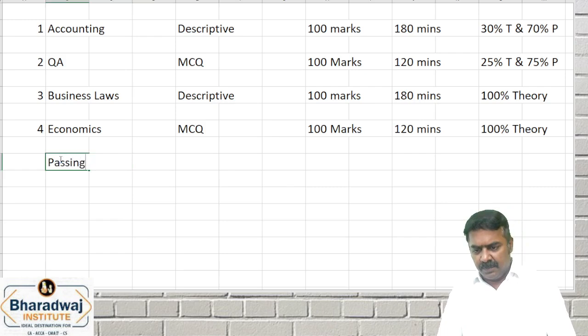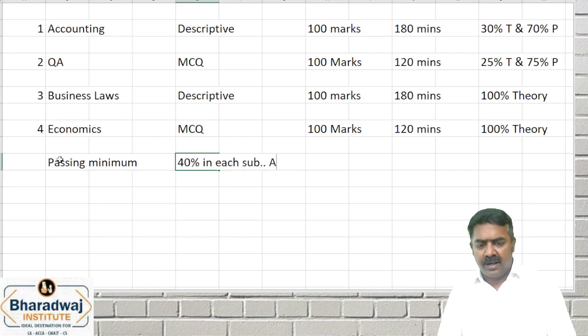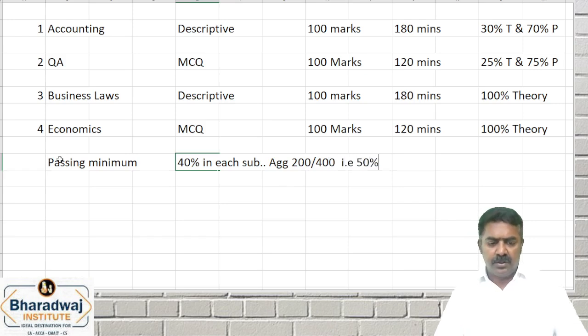What is the passing minimum? 40% in each subject. Aggregate should be 200 out of 400. That is 50%. Individually, you should score how much percentage in each subject?